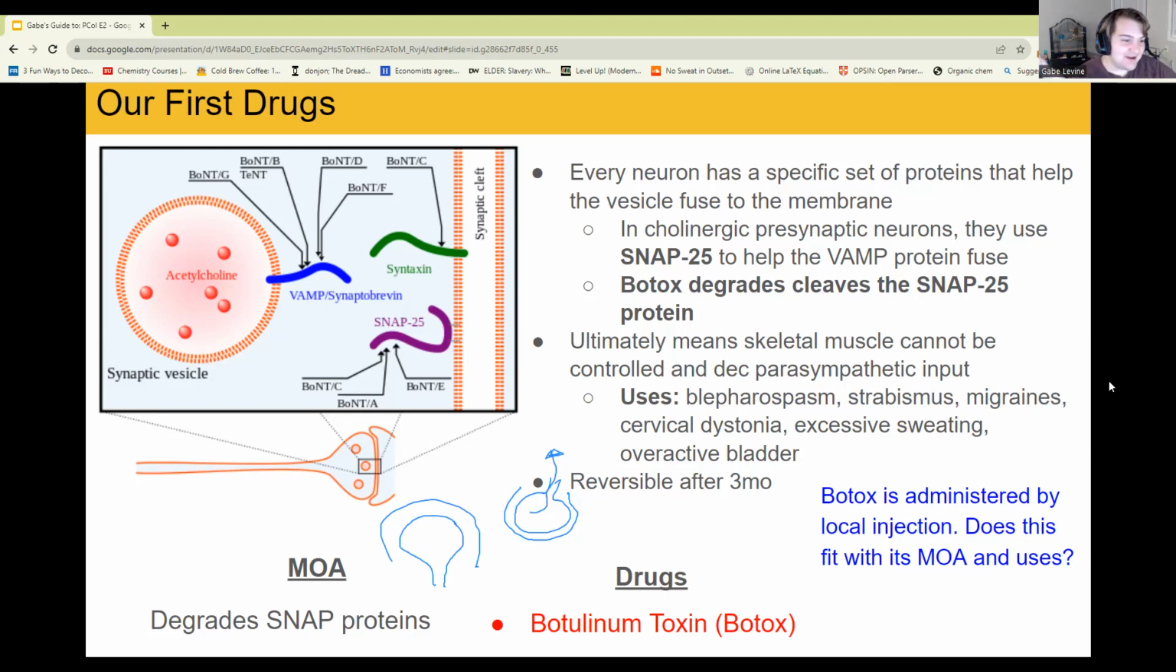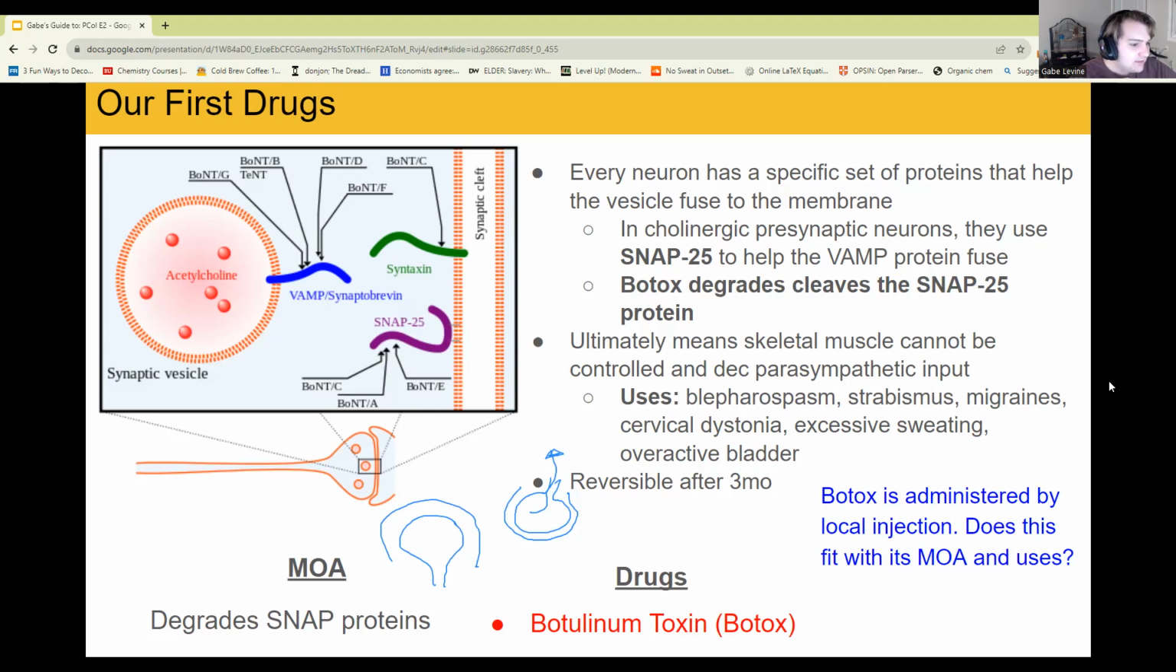Yeah, very good point. We don't want systemic release, right? If you just put Botox in the body, which is botulinum toxin, then you would start to prevent muscles from controlling everything in the body. So you might stop cardiac muscle, you might stop the diaphragm, you might quite literally turn off everything, right? And it's only reversible after 3 months. So if somehow you can keep the patient alive for 3 months, maybe that's great.